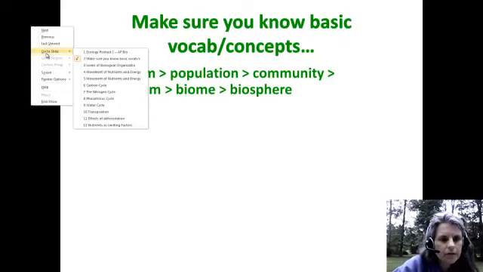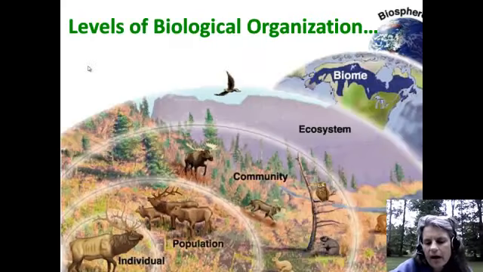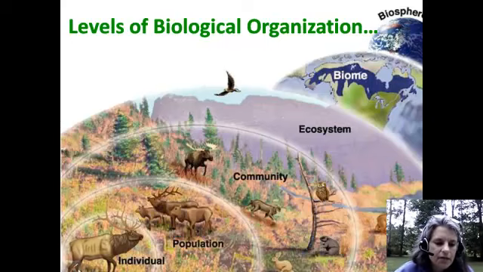Let me real quick go to the next slide for a second. Levels of biological organization. This diagram is focusing on the big ecosystem type ideas that we will be talking about in this unit. It starts with the smallest level of organization in life as being just one organism, one individual. And then we move on up to the level of population, where we're talking about a bunch of individuals of the same species in a particular area.